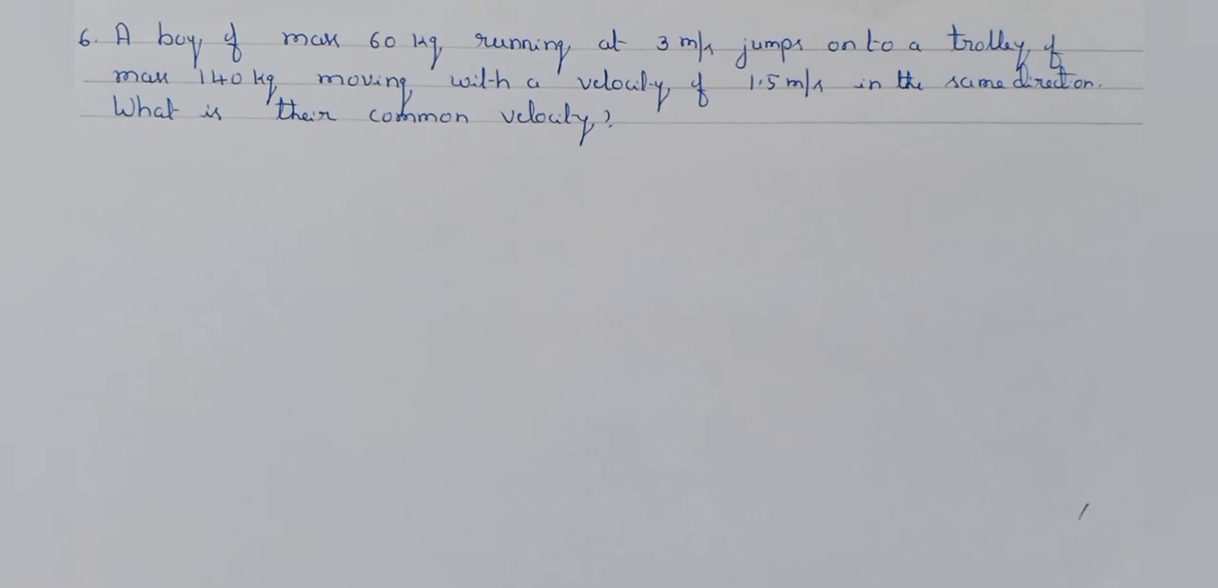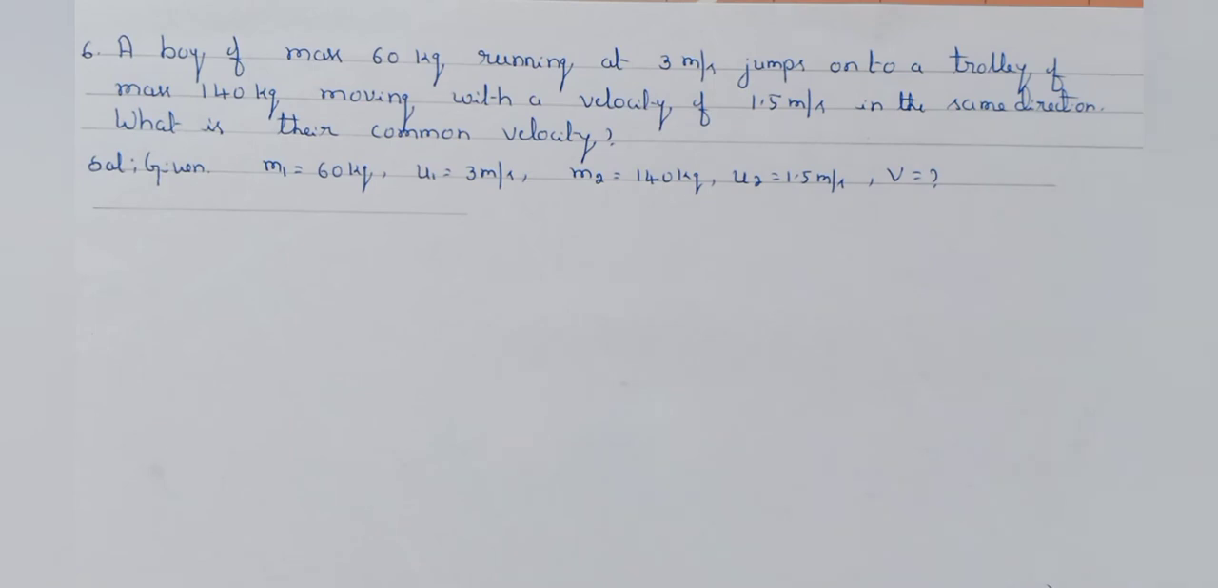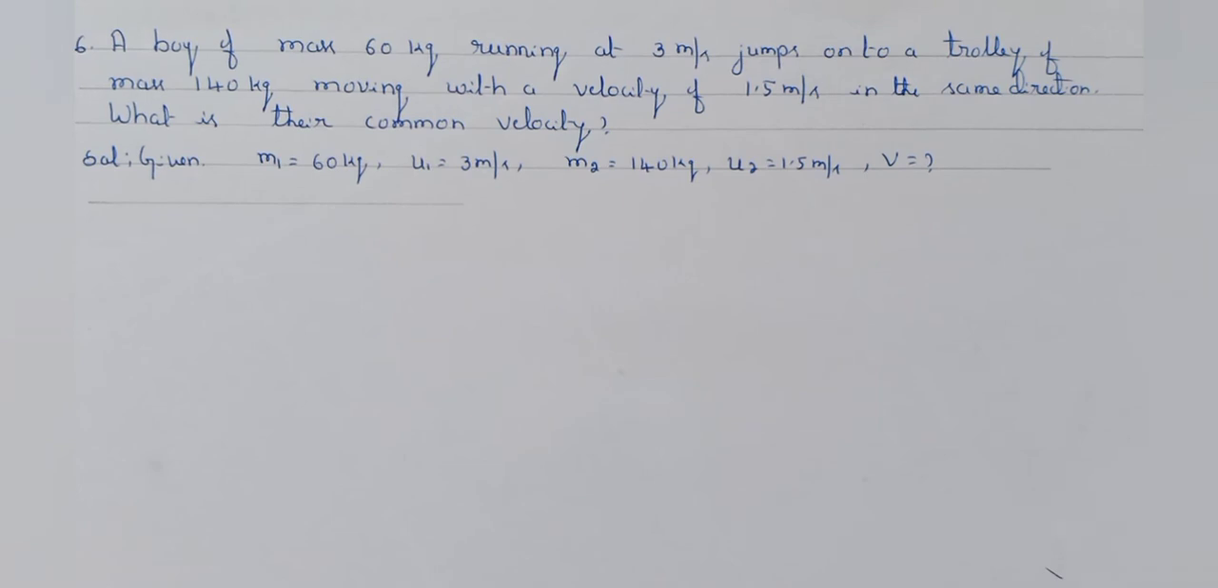Here m1 is equal to 60 kg and the initial velocity of the boy u1 is 3 meter per second, and the mass of the trolley m2 is equal to 140 kg and its initial velocity u2 is 1.5 meter per second. Then we have to find out the common velocity v. Now we can apply the law of conservation of momentum. It is given by m1 plus m2 into v is equal to m1 u1 plus m2 u2.